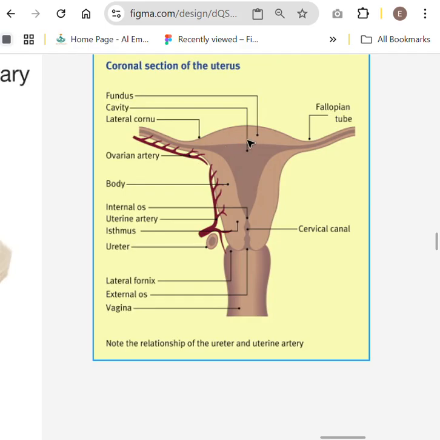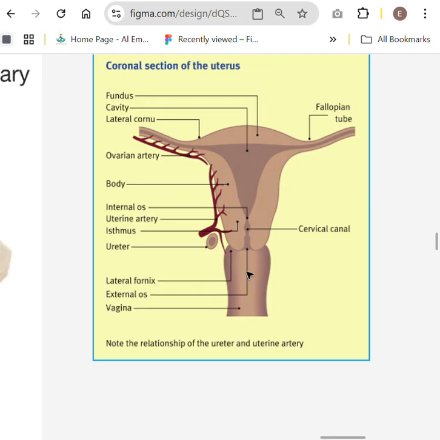The uterus tapers to a small constricted area, and that is called the isthmus. Here you can see the isthmus, and below this is the cervix. So below the isthmus is basically your cervical canal or the cervix. The cervix basically projects obliquely into the vagina.